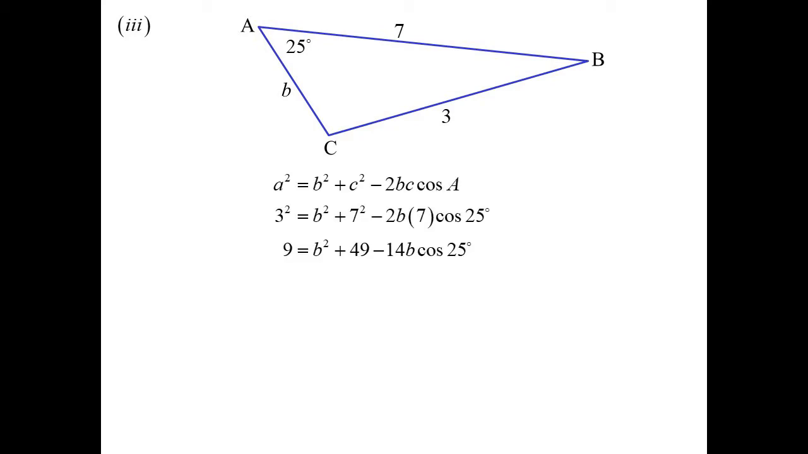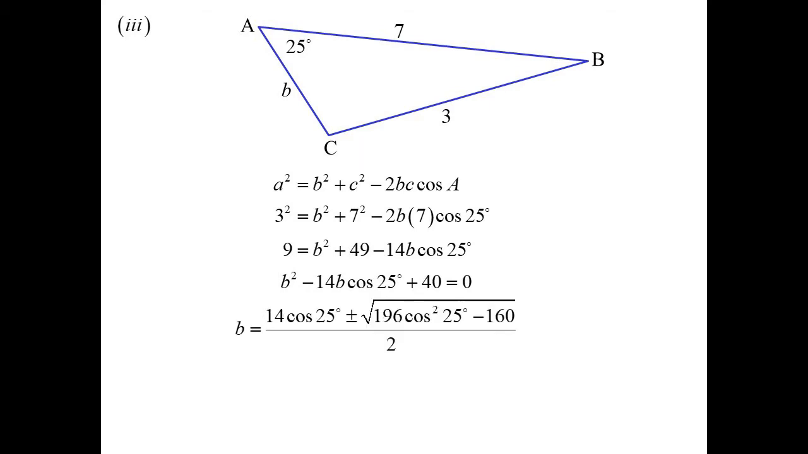Let's set it up. I've gone with a squared. See, angle A is the one I know. So I set it up as if I'm finding side a. So a squared is b squared plus c squared minus 2bc cos a. Substitute in. Now, what we've got is a quadratic equation. Let's make it look like one. There it is. b squared minus 14b cos 25 plus 40.